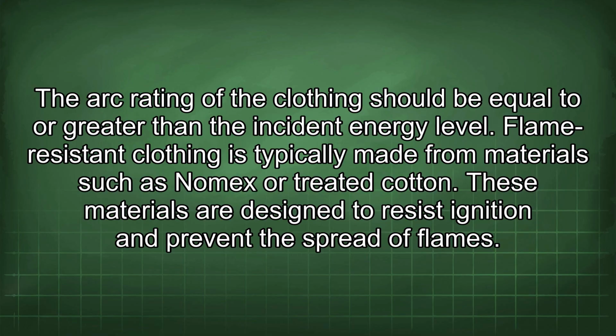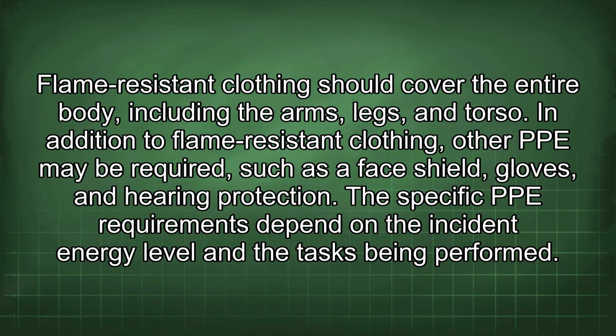Flame-resistant clothing is typically made from materials such as Nomex or treated cotton. These materials are designed to resist ignition and prevent the spread of flames. Flame-resistant clothing should cover the entire body, including the arms, legs, and torso. In addition to flame-resistant clothing, other PPE may be required, such as a face shield, gloves, and hearing protection. The specific PPE requirements depend on the incident energy level and the tasks being performed.